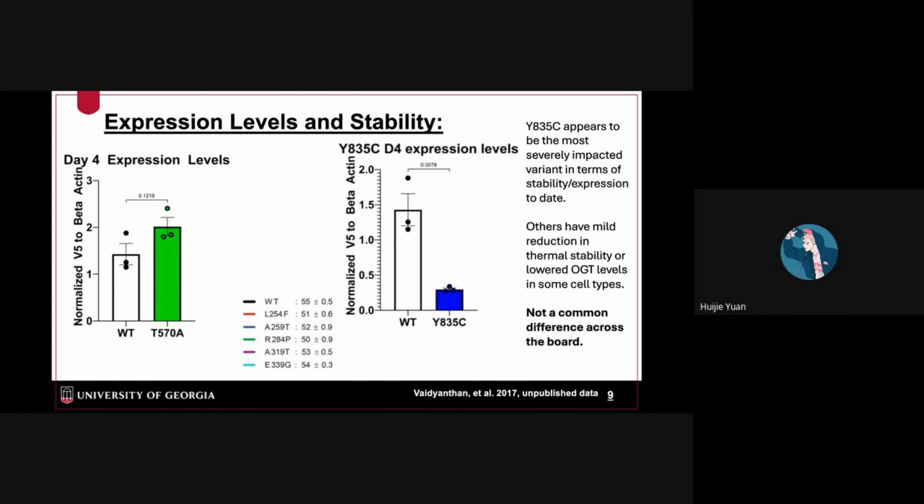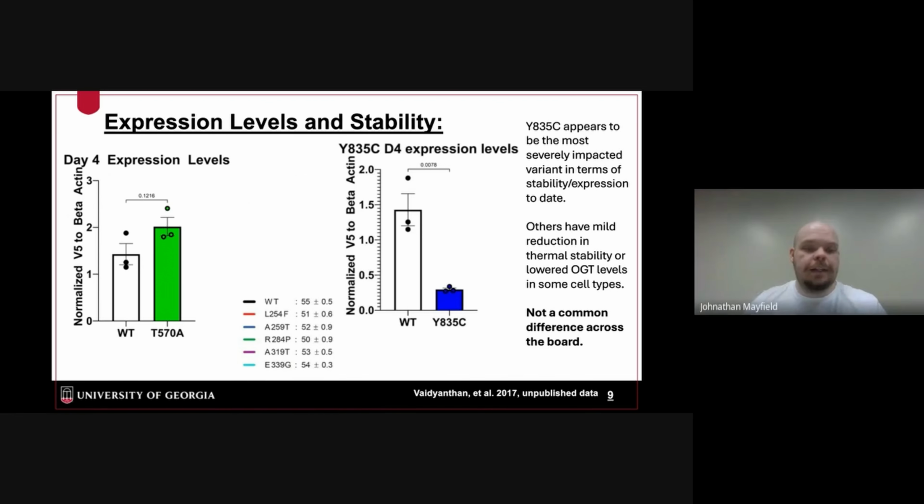Yes, thank you for the fantastic talk. I have one question about slide 9, with the expression. When you measure the OGT levels, do you measure both the endogenous OGT and the transfected OGT, or do you just measure the transfected OGT protein level? So we have a tag on there, so it's just going to be the transfected. It's not going to include the endogenous levels.